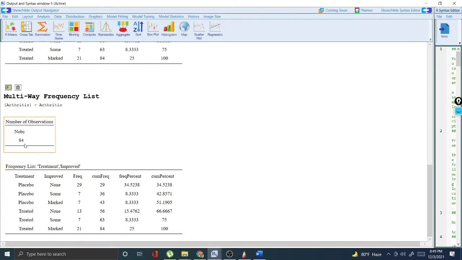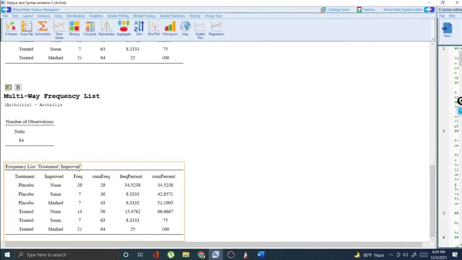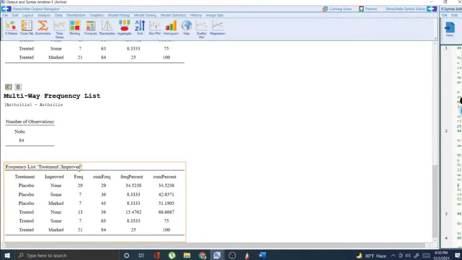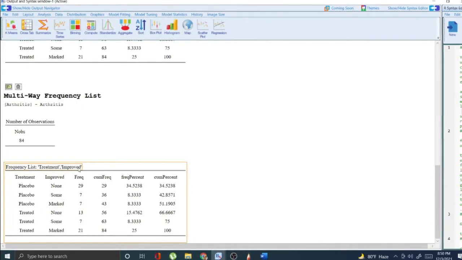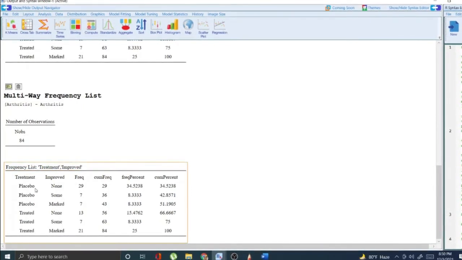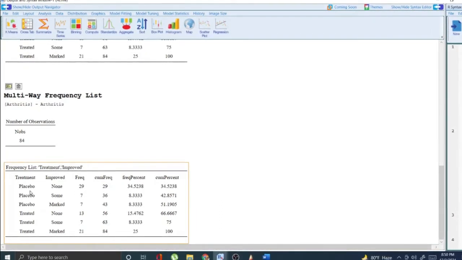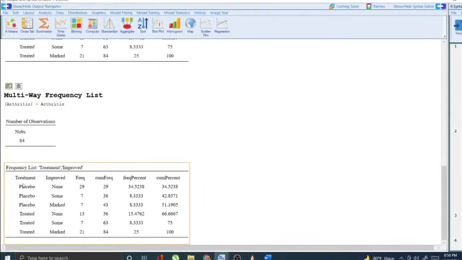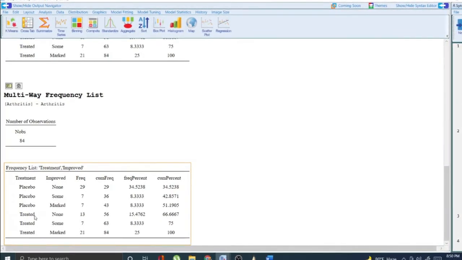So there are 84 observations. In this particular table the frequencies are listed by treatment and improved, which means the treatment that we applied to the participants, and whether there is any improvement. If there is no improvement, it is called none. If there is an improvement, of course marked, and if there is some improvement, it says some. You see the treatment group is divided into treated and placebo, which means they were not tested with the drug. So there are two divisions: the placebo, which means we did not apply any drug, and treated, which means we applied the drug.